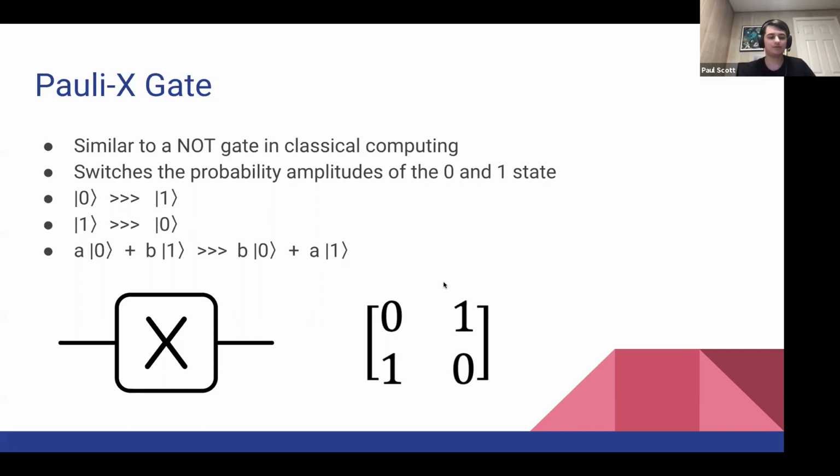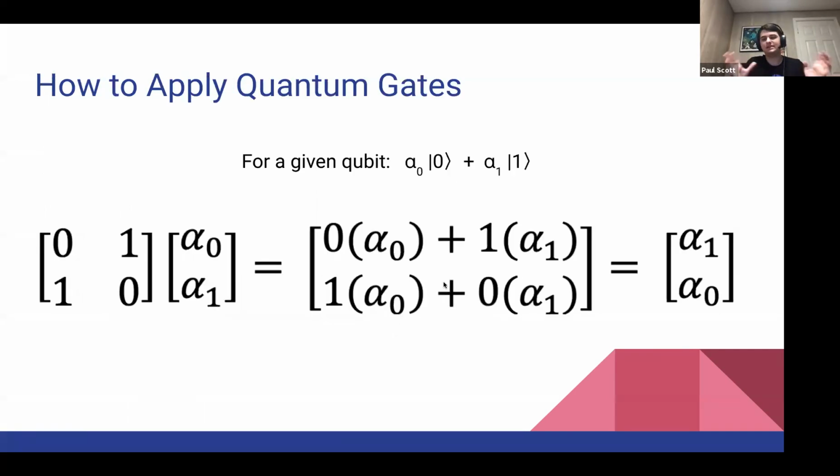And so you're probably wondering, at least in a mathematical sense, how do we apply these gates to some quantum state? So if we are given a qubit in the quantum state alpha 0 |0> plus alpha 1 |1>, how do we apply this gate? And so you can see here, this is the X gate from before.